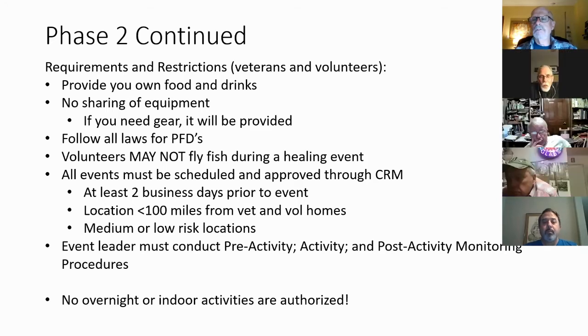Hey, Rich, question. It says, backing up a little bit, I just saw this, follow all laws for PFDs. Yes. For one thing, a PFD is shared equipment, same as a rod. So once the vet gets that PFD, they keep it? Yes. That's the thing with any of the gear. We'll go into that in a little bit more detail here, Mark.